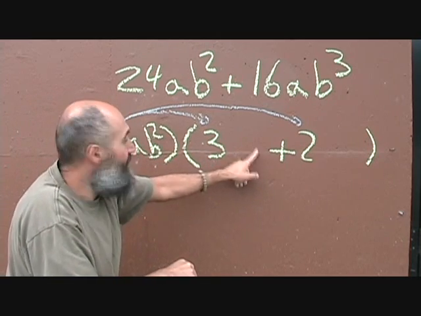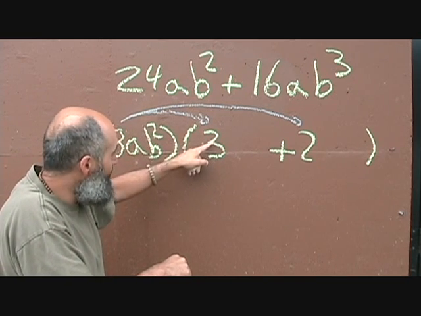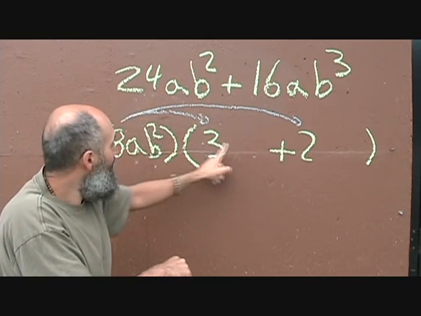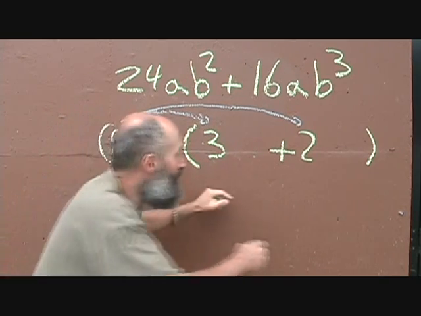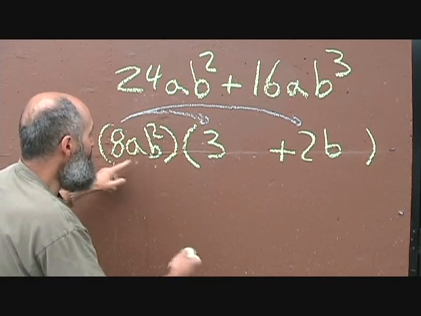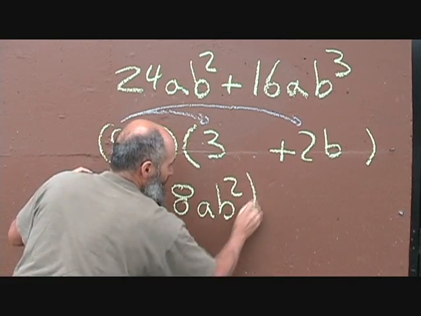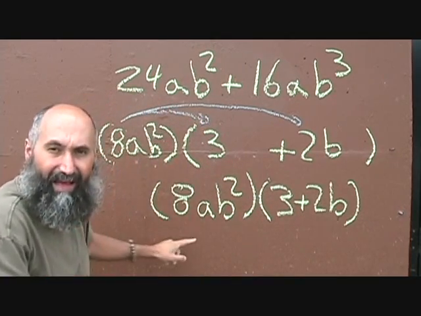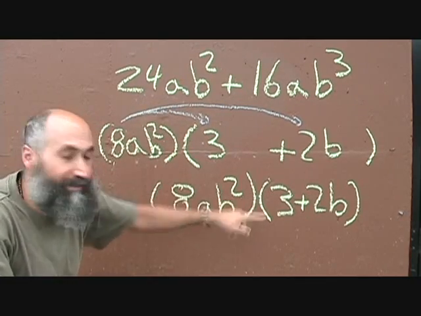Now you don't have any more B's here. You needed a B squared and you got a B squared here because when this guy goes in and multiplies this guy, you're going to get 8 times 3 is 24 AB squared, right? Over here you had a B cubed, you have a B squared here, so all you need is another B, one more B. Now obviously we left too much space between these guys. So what you would do is just go 8AB squared (3 plus 2B). And this is this guy factored. You just took out the GCF from this guy and you ended up with this. Okay?